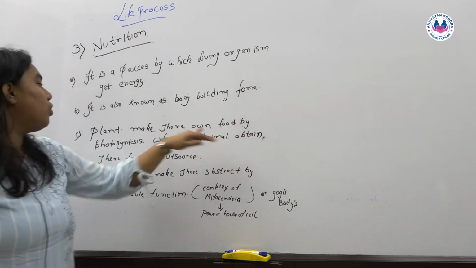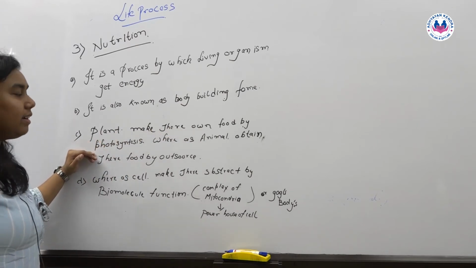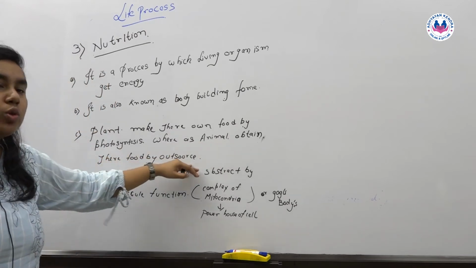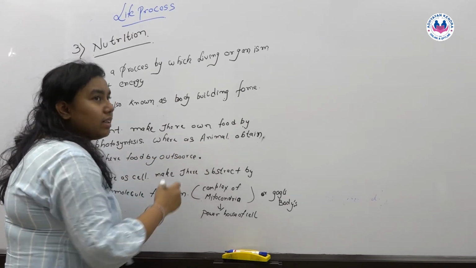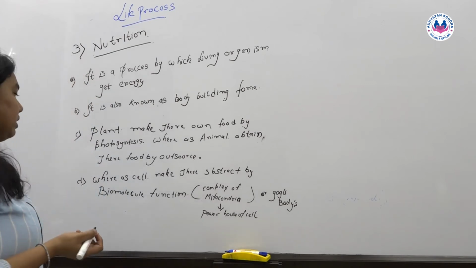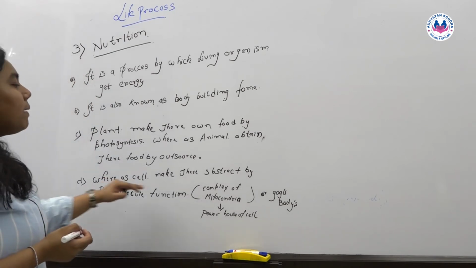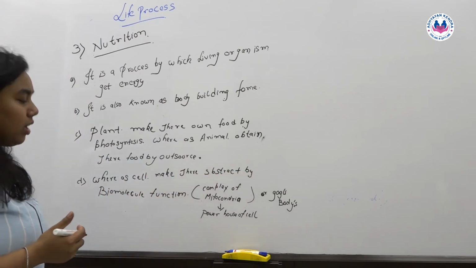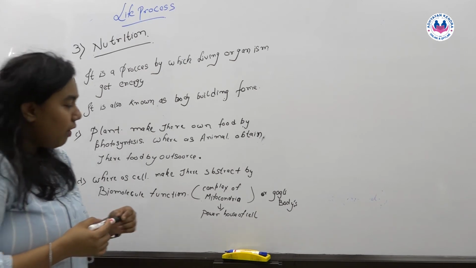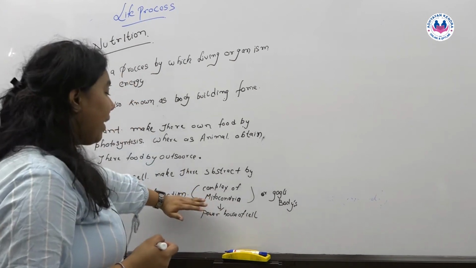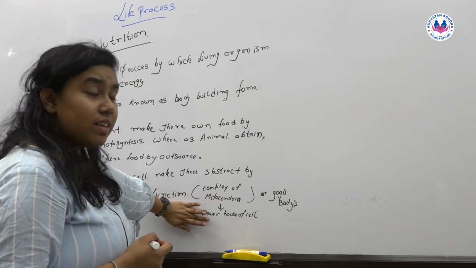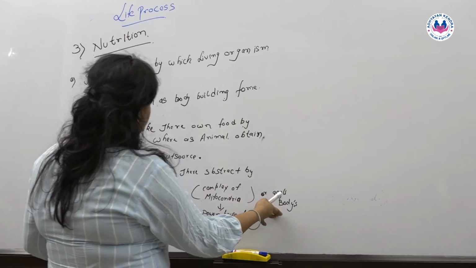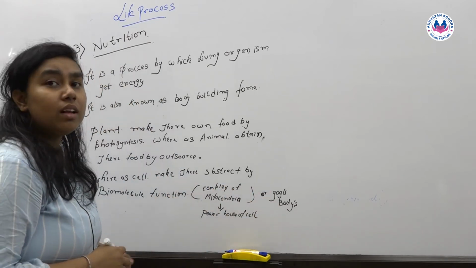Plants make their own food by photosynthesis, as we had read earlier also. Whereas animals obtain their food from plants or through other organisms. Whereas cells make their substrate by the biomolecule function. It means the cell has its own functional component called mitochondria, also known as the powerhouse of the cell, through which they do the biomolecule function, or by the Golgi bodies to make the cell compatible substance.